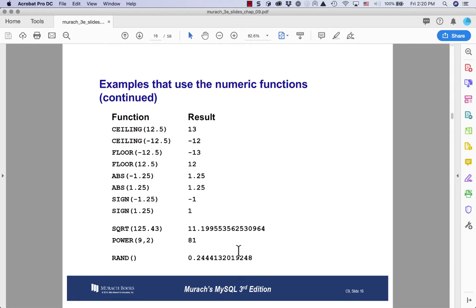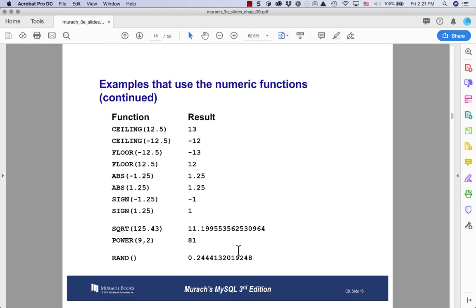Okay. What's the ceiling? Well, the ceiling works maybe a little different than you might imagine. When we think of a ceiling, we think of the top. The ceiling in a room is the top of our room, right? So that kind of makes sense. And it makes a lot of sense on the positive side of the number line.